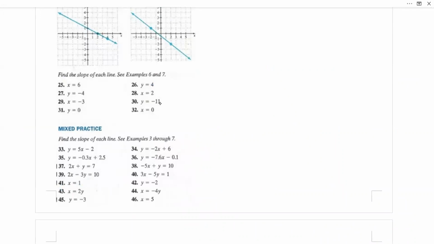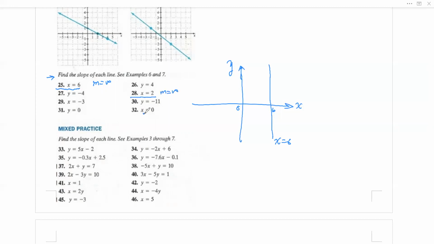Find the slope of each line from number 25 here. Find the slope. So find this one. X equals 6 is the vertical line, right? X equals 6 is right here. Right? So the slope is infinity, right? So you can see the same for this part. Slope is infinity. The slope for this one is infinity. Did you see that? They are the same.